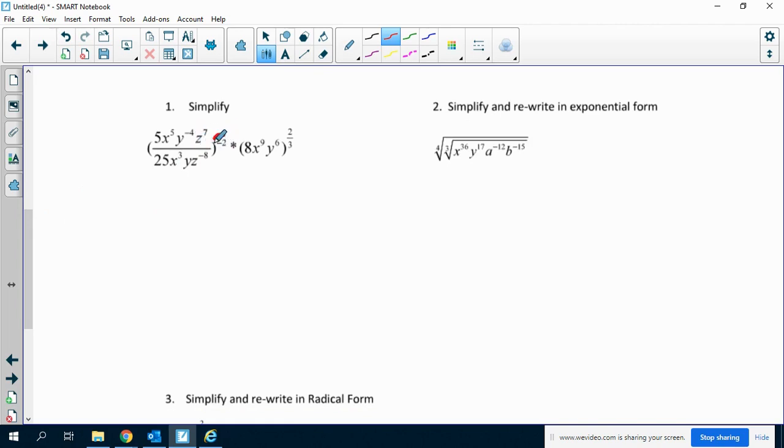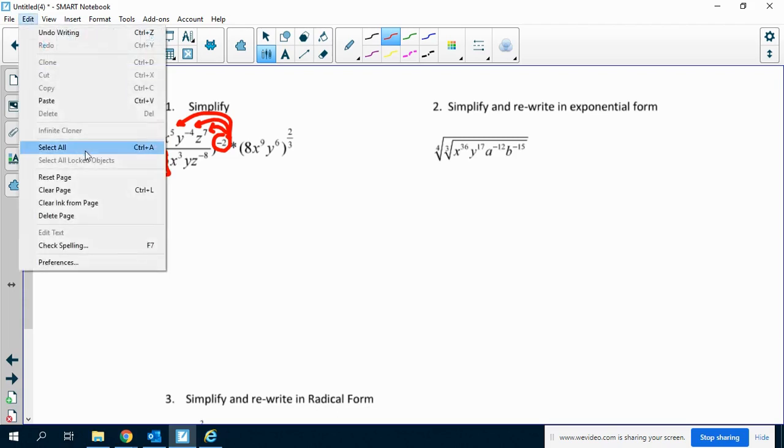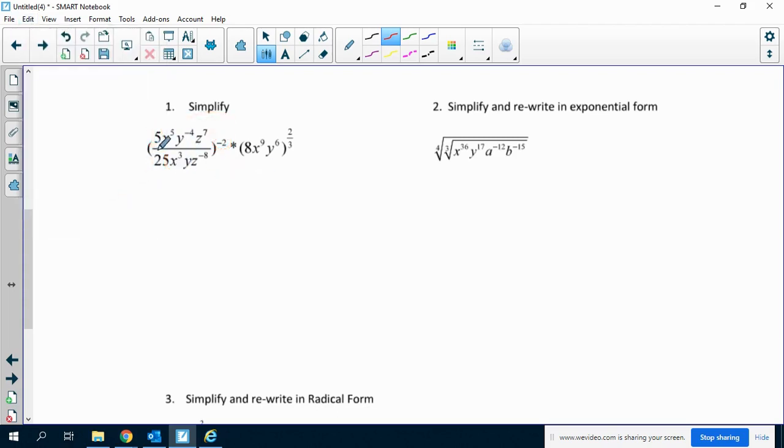I can try and multiply this exponent into all the other exponents because that's one of our properties. And I can also do 5 to the negative second power and 25 to the negative second power. And I'll get the right answer. It's just going to take a lot of work to get there. I would recommend simplifying the inside first and then dealing with the negative 2 power. So 5 divided by 25 is 1 over 5.